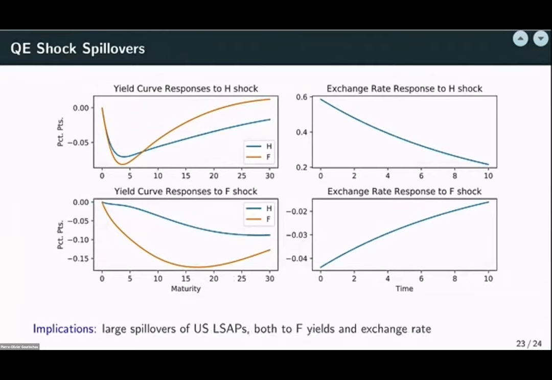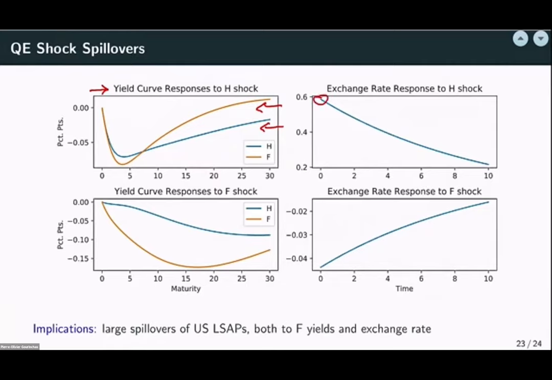This graph is showing you the yield curve response to a QE shock that is calibrated to be of the same size as a monetary policy shock, something like a 25 basis point decline in the short rate. And you see a big response of the yield curve at home. But what is interesting to us is you see a response of the yield curve in the foreign country, the UK in that case, that is pretty much of the same order of magnitude. So enormous transmission to the foreign yield curve in the estimated model, in response to a QE shock.